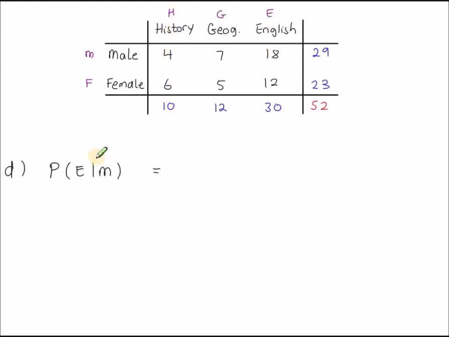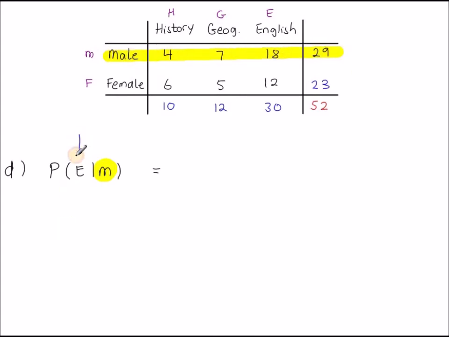Part D, now we have conditional probability. So the probability that a student selected studies English given that they are male. So you always start with this side. So M here in the table is in a row, so I'm looking at everything here. So I've now restricted my table to everything that I've highlighted. So I cannot use any of these other values down here now. I have to use something in yellow.